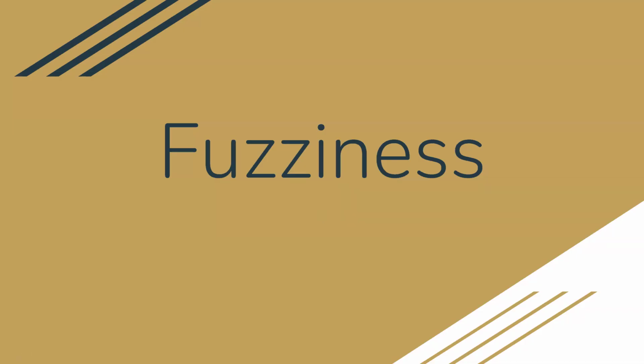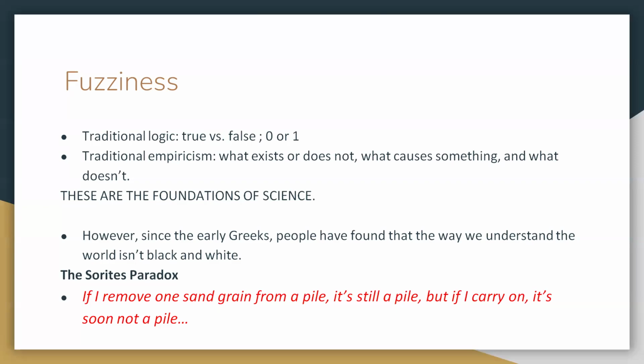So coming on to fuzziness, we all know that traditional logic is basically the Boolean logic kind of thing, where you look at only zeros and ones or true and false. So you can see the traditional empiricism is that we think only what we experience or observe can be accepted as the truth, isn't it? So what exists and what does not, what causes something, what does not. These are the basic foundations of science. But however, since the early Greeks, people have understood that the world is not just black and white, and hence the concept of fuzziness came into existence.